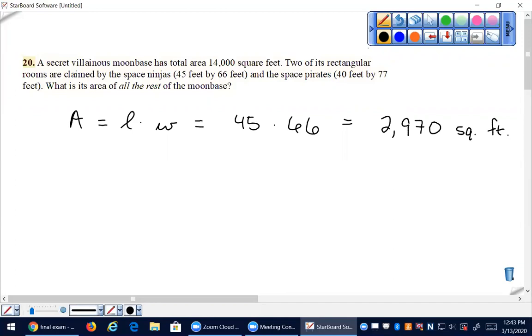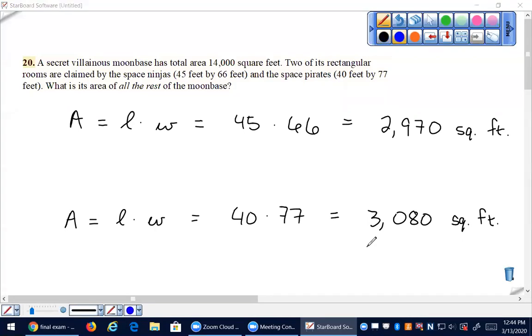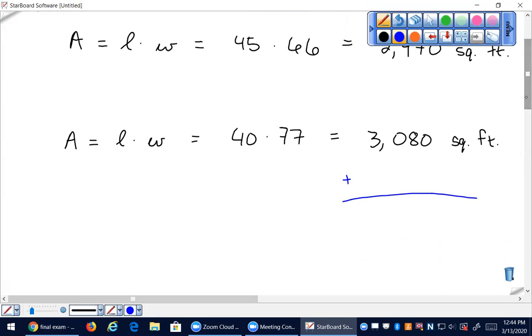The other area is 40 times 77. Did anyone ever get the cheat sheet? Okay, then if I add them up, how much is used by those 2 rectangles total?